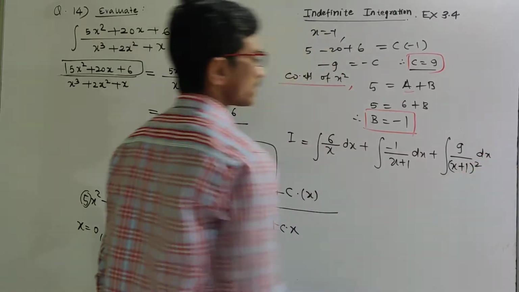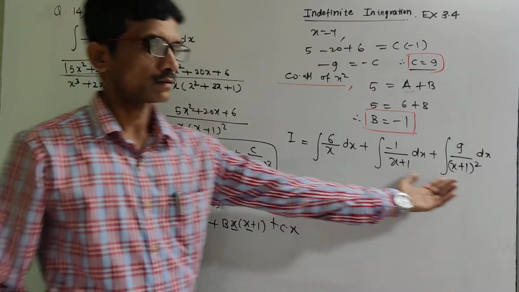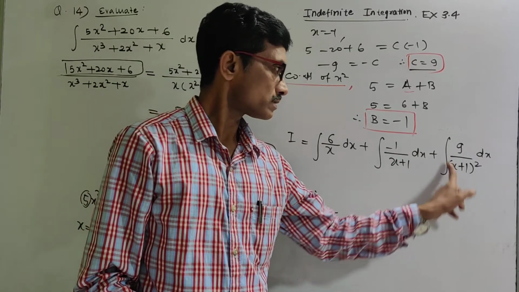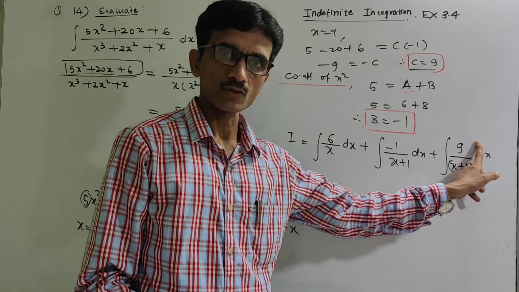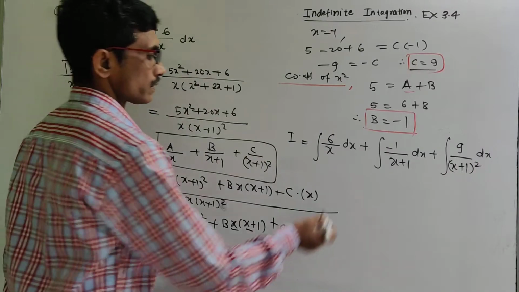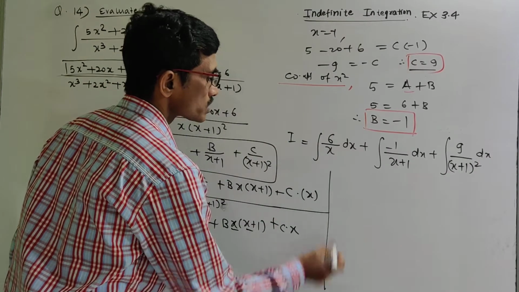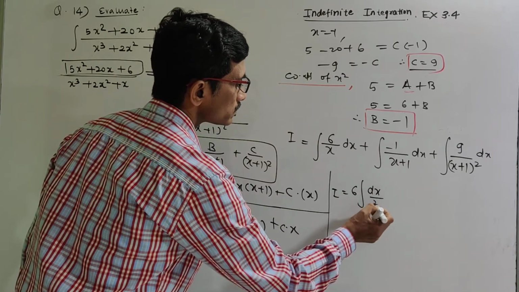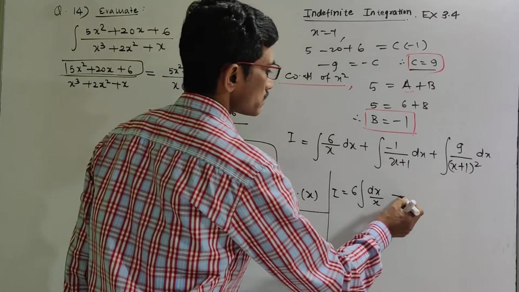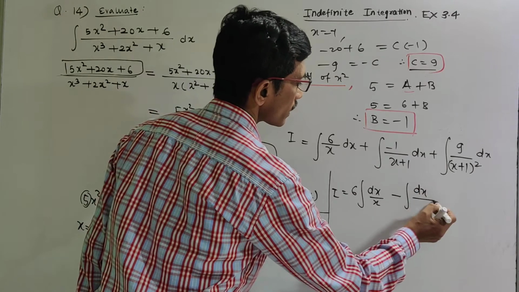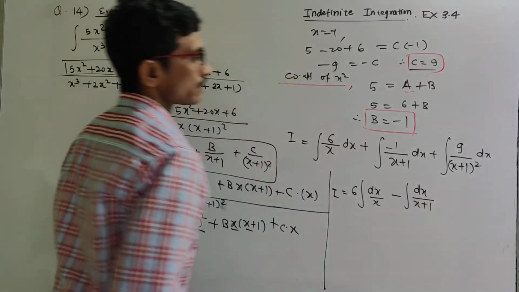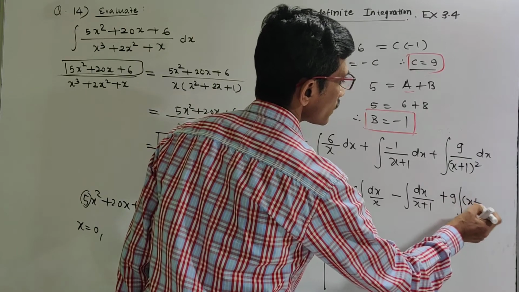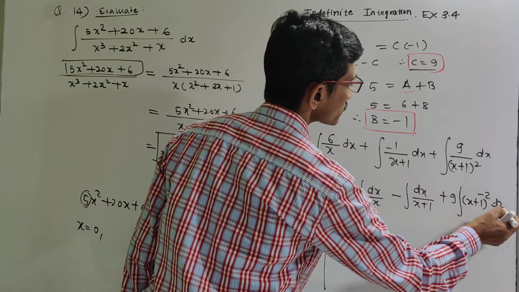Now it is simple integration, that is dx upon (x + a), and this is (x + 1) raised to power minus 2. Taking these constants outside, I is equal to 6 integral dx upon x minus integral dx upon (x + 1), then 9 integral (x + 1) raised to power minus 2 dx.